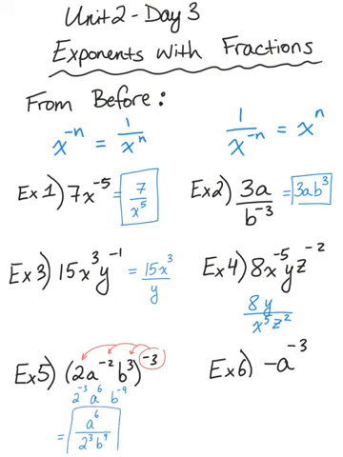Lastly, in example 6, we've got a negative a to the power negative 3. So again, your exponent does not change the sign, especially when our negative here is not included in brackets, so it's just going to stay on the outside. So this is negative 1 over a to the power 3.